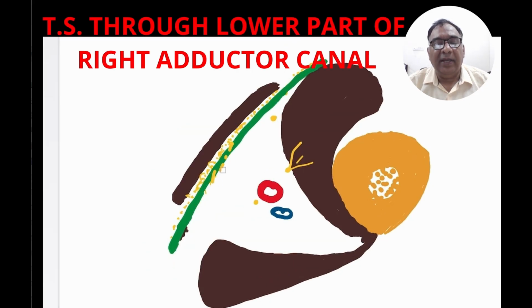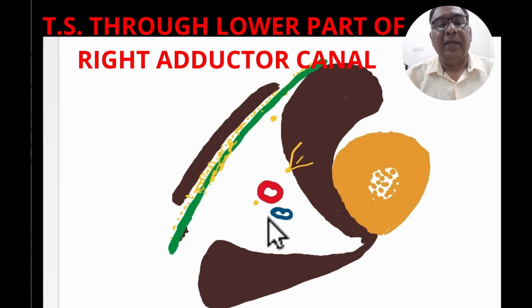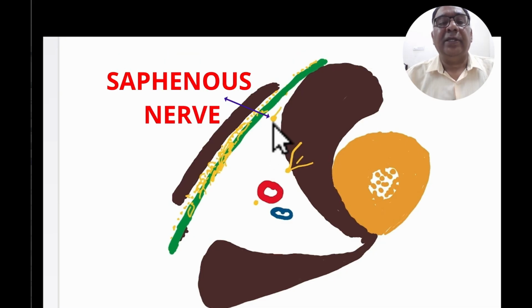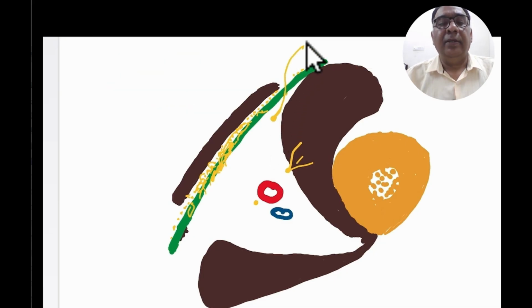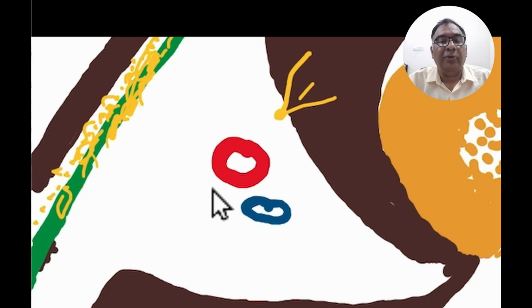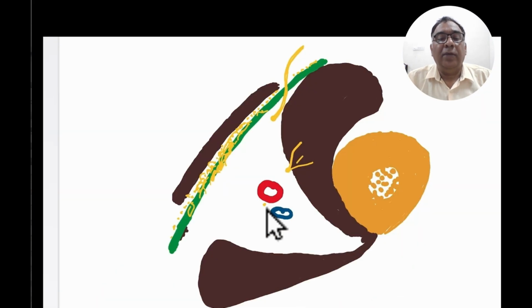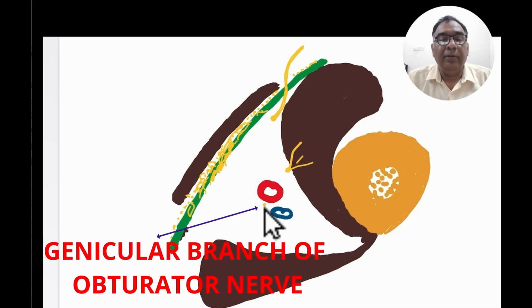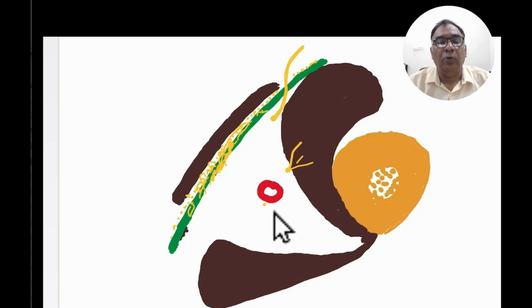In the lower part of adductor canal, saphenous nerve pierces the fibrous membrane and the posterior division of obturator nerve becomes thin and continues as the genicular branch of obturator nerve. Here it runs along with femoral artery. Femoral vein lies more lateral to femoral artery.